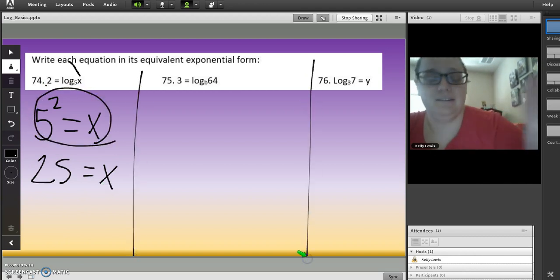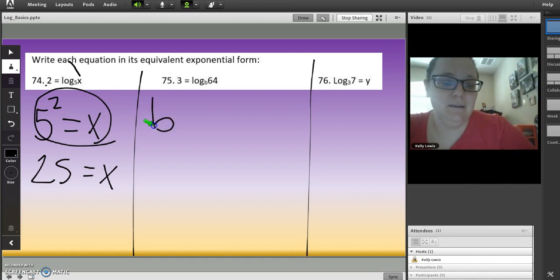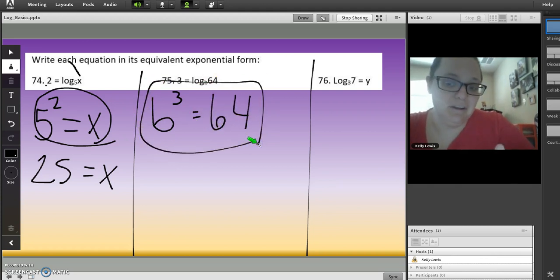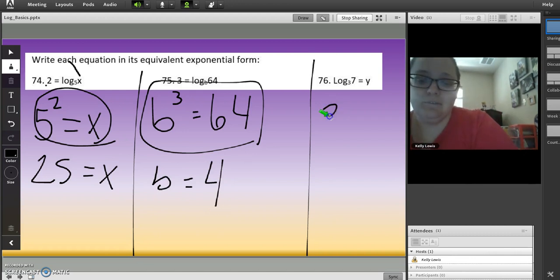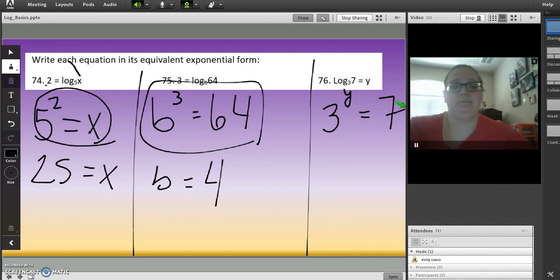Let's do it this way. This would be b, the base, to the 3 equals 64. That's how you rewrite it. FYI, 4 times 4 times 4 is 64. So that is correct. Then 3 is the base, y would be our exponent, and 7 is some decimal, so I'm not going to do that one, but that's how you rewrite it.